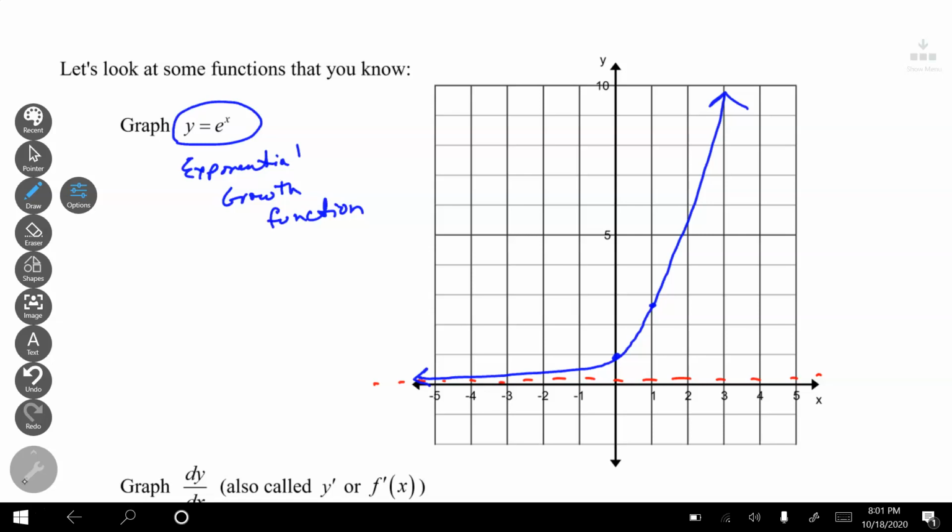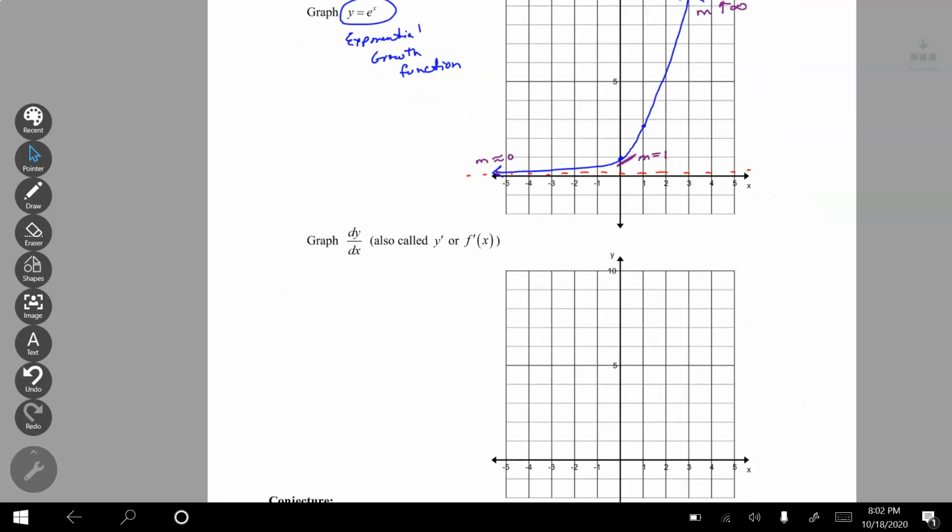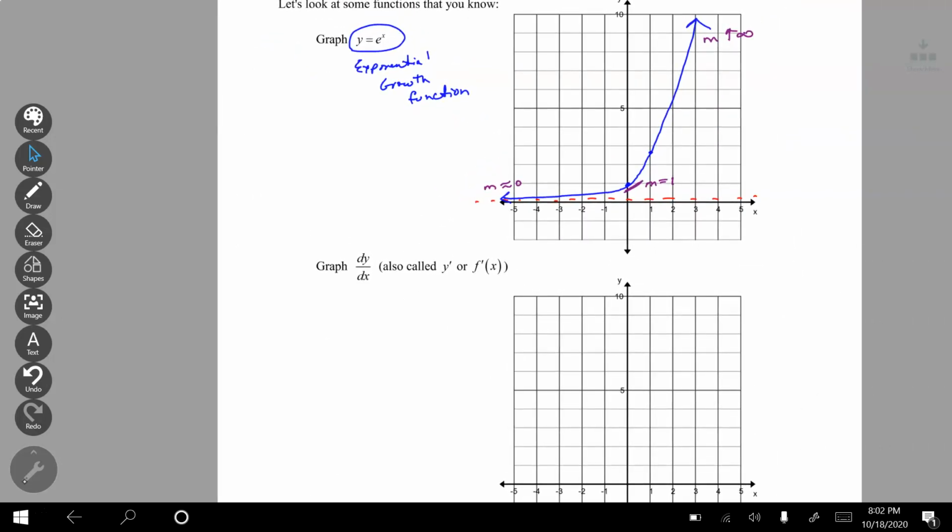So let's figure out its slopes. Well, let's see. Over here, its slope is very close to 0. It's getting closer and closer. Right here, the slope is about 1, and this slope is going to infinity. So how do I graph this over here? I need a graph that looks like, let's see, the y value has to be 0, and then right here it has to be 1, and it has to go off to infinity.